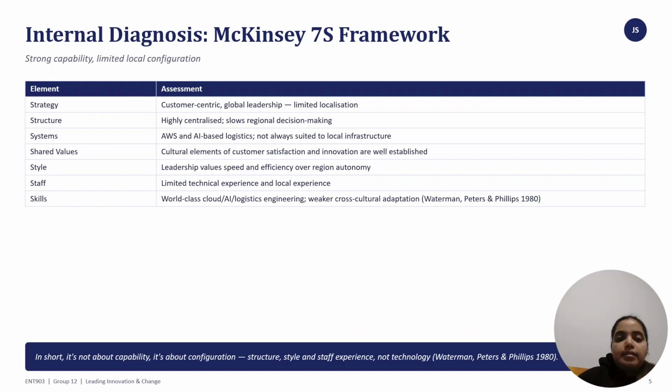Coming on to the next analysis, that is the McKinsey 7S analysis. We use the McKinsey 7S framework to look at Amazon itself. Four of the seven elements are genuine strengths that competitors would struggle to replicate quickly. That is strategy, systems, shared values, and skills. But three softer elements are weaker. Structure is highly centralized and slows regional decisions. Style prioritizes speed and efficiency over local autonomy. And staff have strong technical skills but limited local market experience. So the picture that emerges is clear. Amazon's weakness is configuration, not capability. And that distinction is what shapes our entire proposal.